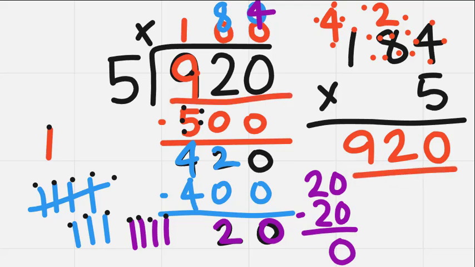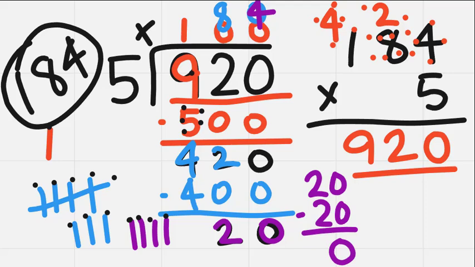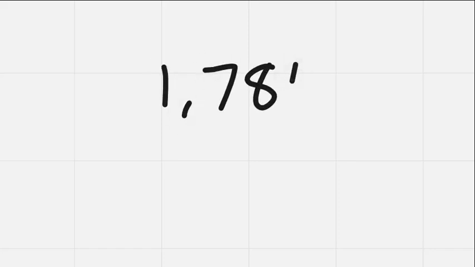920 matches 920. That means that our answer of 184 is correct. 920 divided by 5 is 184. Be sure to check your work. The next number is 1,785 divided by 5.